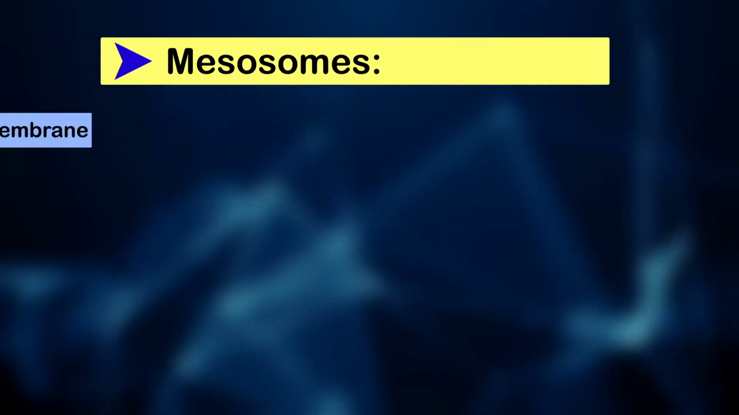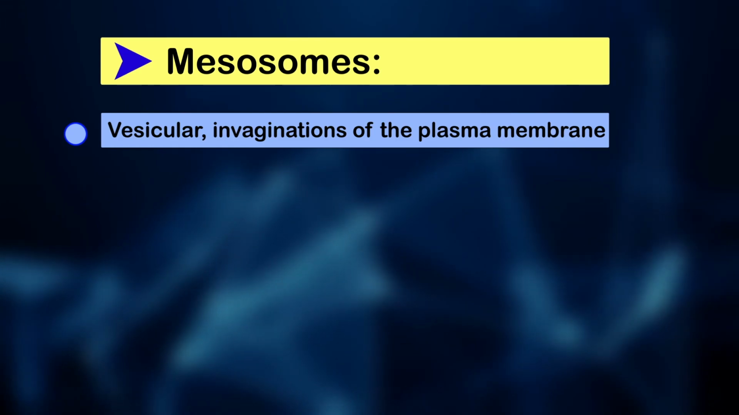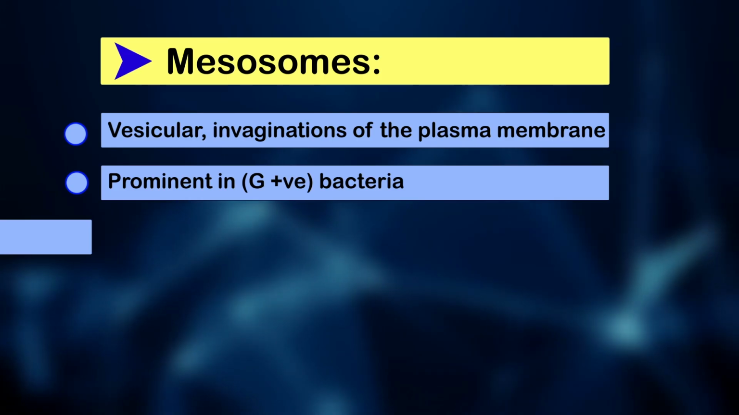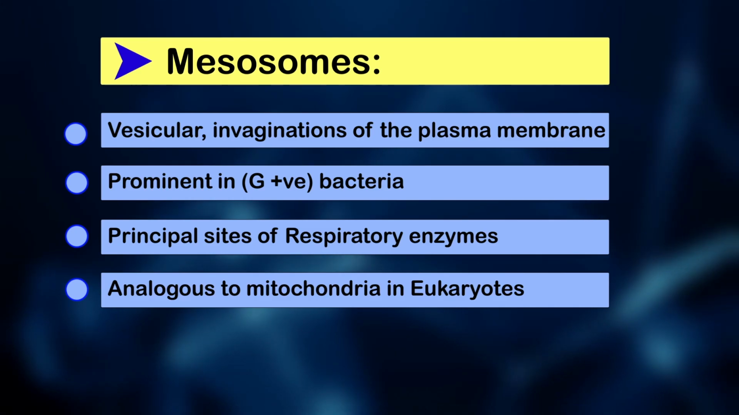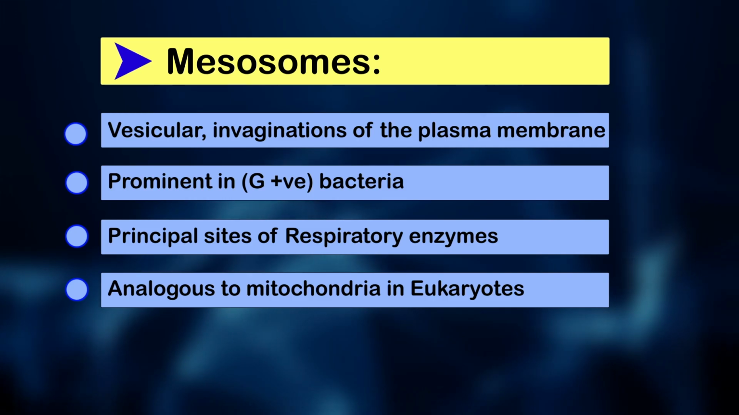Mesosome is a vesicular invagination of the plasma membrane. It is most prominently present in Gram negative bacteria. The principal site of the respiratory enzymes is the mesosome, and the mesosome is the analog of mitochondria in eukaryotes. The bacterial cytoplasm also contains, apart from the mesosome, the nucleus and plasmid.